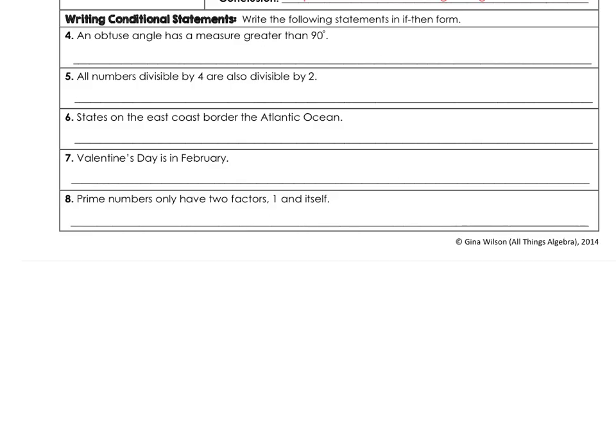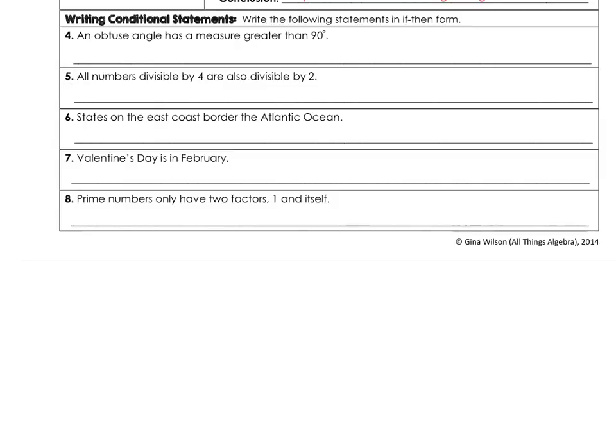In this next section, it's not as obvious how to write the if-then statement, so we have to take a look at it first. So in number 4, it says, an obtuse angle has a measure greater than 90 degrees. So we have to think about the 2 qualifiers, if you will, that are being stated about the single object. So the object is an angle. One of the adjectives or qualifiers that describes the angle is that it's obtuse, and the other qualifier is that it measures greater than 90 degrees. So we can use those 2 descriptions of the object, which is angle, to set our if-then statement. So basically, if an angle is obtuse, then it has a measure greater than 90 degrees.